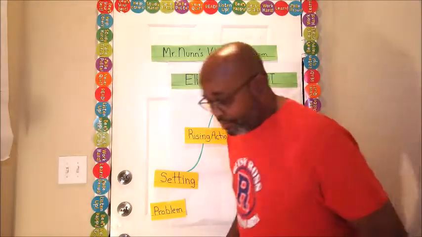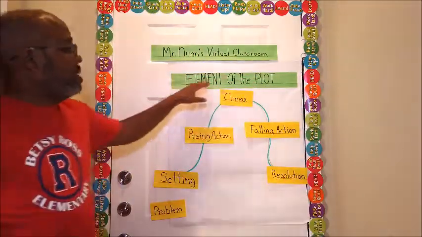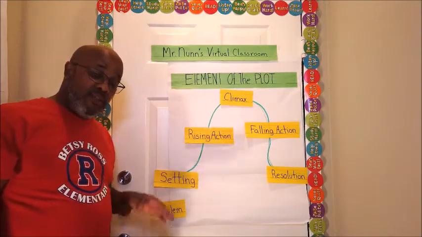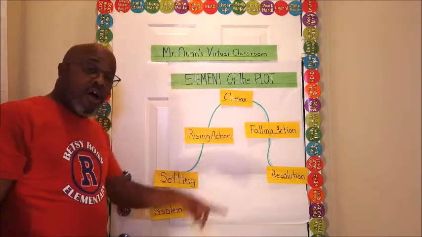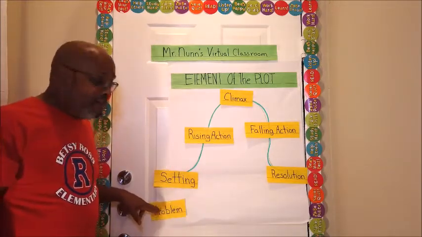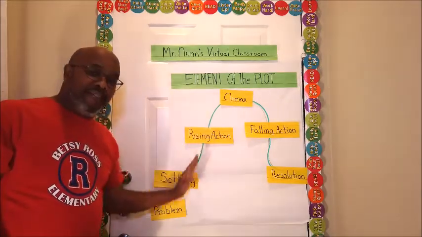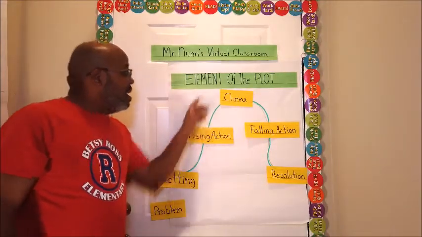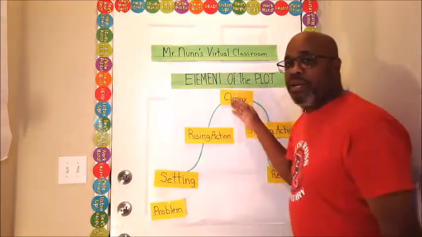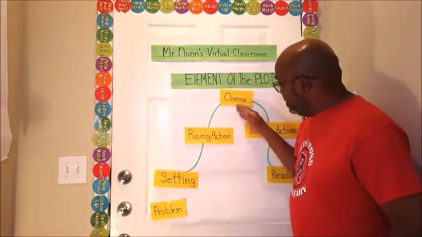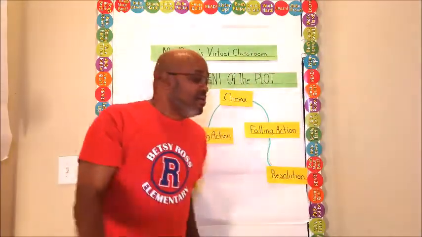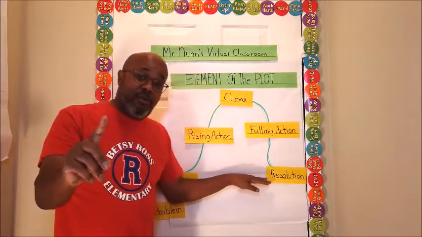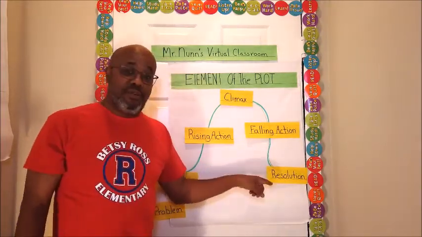So let's review. We have the elements of the plot. We start off with the setting, which tells us when and where the story takes place. All stories have to have one of these, which is the problem. And as we go up, the events that lead to the climax are called the rising action. The most exciting part of the story is known as the climax. And then after the climax, we bring it on down with some falling action. And it leads to not the end of the story, but how the problem is solved in the resolution.